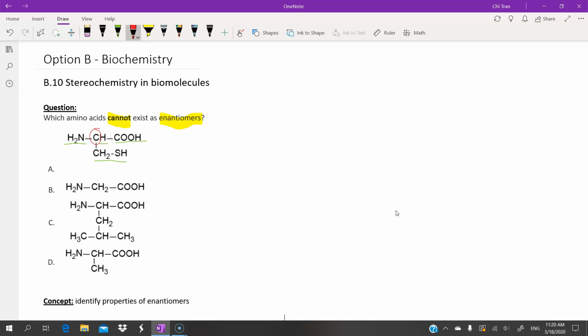In option B, the carbon here is not a chiral carbon because it's bonded to 2 of the same molecules or atoms. In this case, 2 hydrogens. So B is our final answer because it does not have a chiral carbon and therefore it cannot exist as enantiomers.